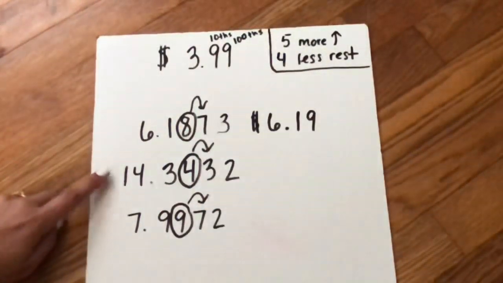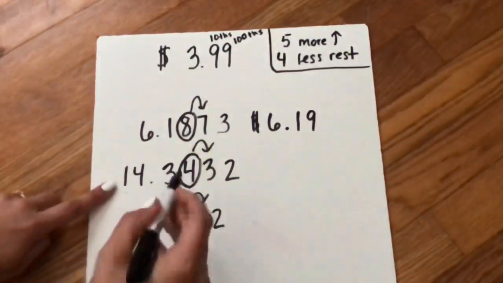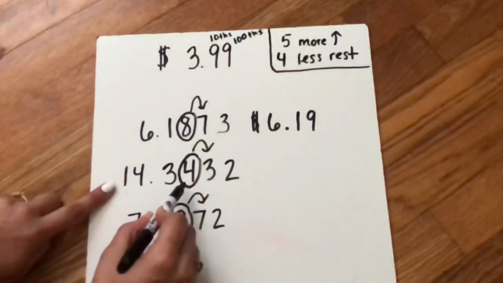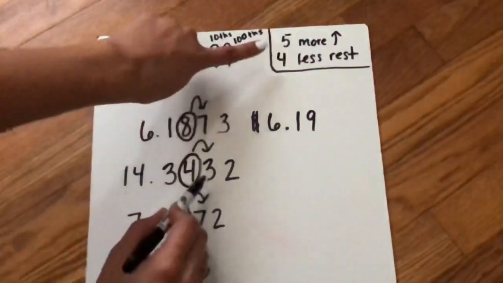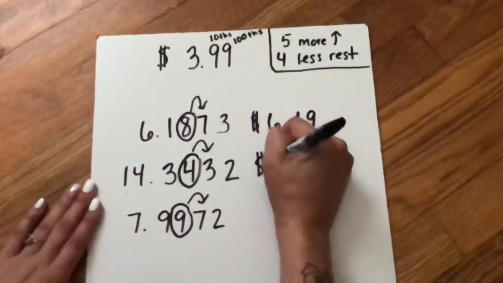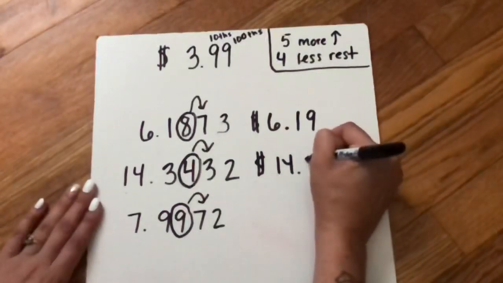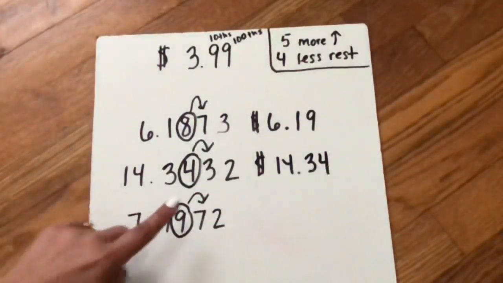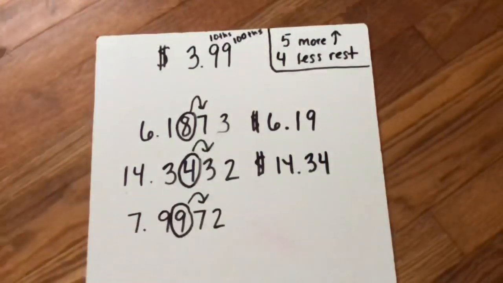If I look at this problem right here, my 4 is the number I'm gonna end with. This is the one that's gonna either change or stay the same. I look at my 3, well, 4 or less, let it rest, means it's gonna stay the same. So this one could be written as $14.34. It didn't change because that wasn't higher than 5.